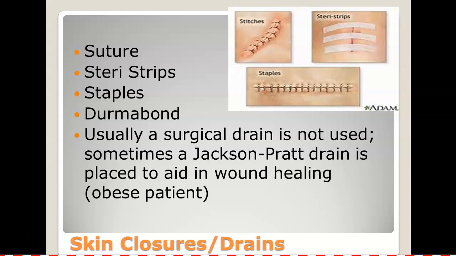However, we do still use them on that morbidly obese patient we just talked about, as it's a better closure for a heavy weighted pannus that requires a little extra closing help, if you will. So there's usually not a surgical drain placed. However, if one is going to be placed for wound healing, that would be a Jackson Pratt. And again, you would see that oftentimes with that morbidly obese patient.